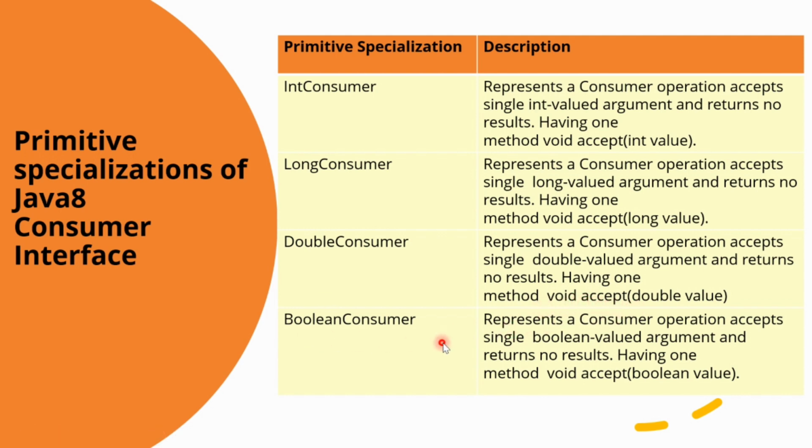The next one is BooleanConsumer. It represents a consumer operation. It accepts a single boolean-valued argument and returns no result. It has only one method, which is void accept(boolean value).